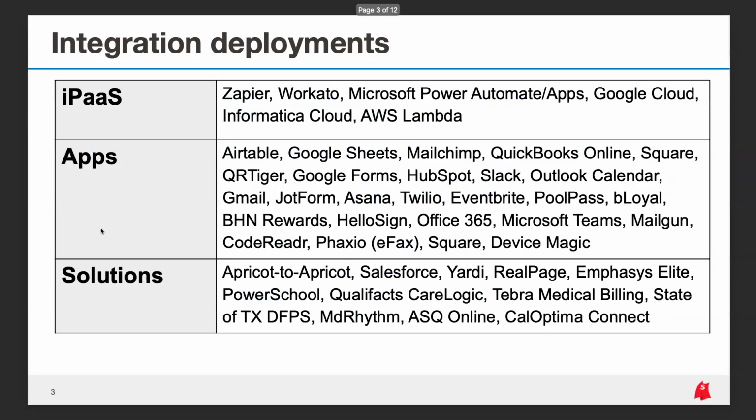We've released a number of products, including the Connect Auto Provision application, Zapier Connector, and Private API. This slide includes a list of our automated deployments to date across a variety of iPaaS platforms, applications, and solutions.